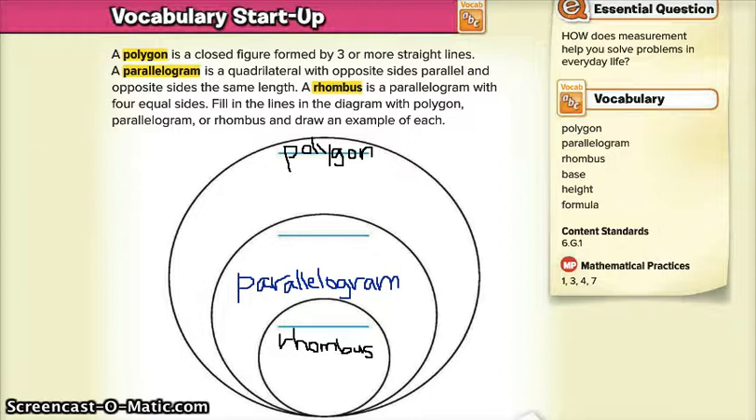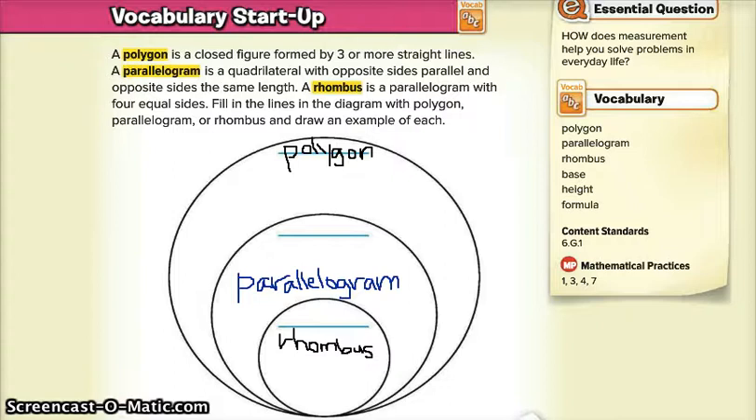A parallelogram gets a little bit more specific, and it is a quadrilateral, so that means it has four sides where opposite sides are parallel and opposite sides are the same length, or the word congruent. So if you see the word congruent, that means that the sides would be the same length.